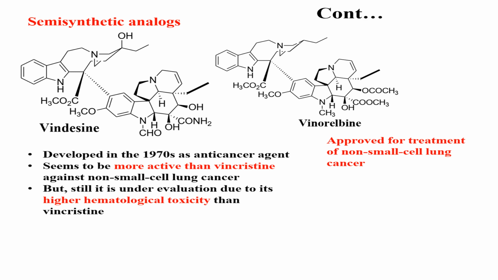From vincristine and vinblastine, semisynthetic analogs were produced, like vindesine and vinorelbine. These two drugs were developed in 1970 as anti-cancer agents, and seem to be more active than vincristine, even against non-small cell lung cancer, but are still under evaluation due to their higher hematological toxicity than vincristine. Vindesine is very potent, but its hematological toxicity is still under evaluation. But vinorelbine has been approved for the treatment of non-small cell lung cancers, and it is already in use.